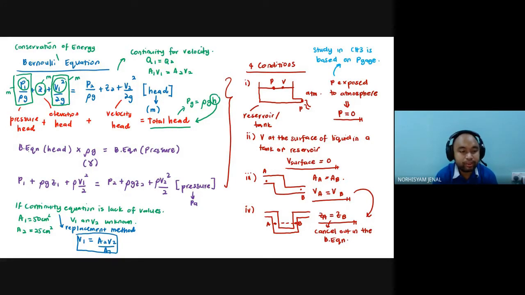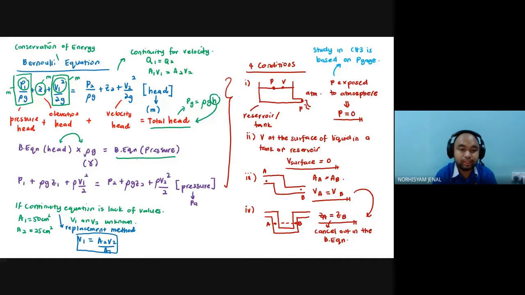The second one, Bernoulli equation in terms of head. This one is a way for us to change from Bernoulli equation in terms of head into Bernoulli equation in terms of pressure. How do you do that? Remember just now we left out rho g. Now I'll multiply the Bernoulli equation in terms of head with rho g or gamma over here. So what happened? You'll get the Bernoulli equation in terms of pressure.